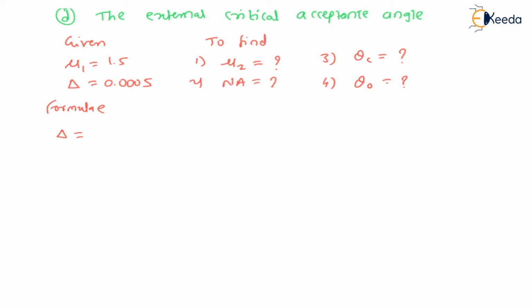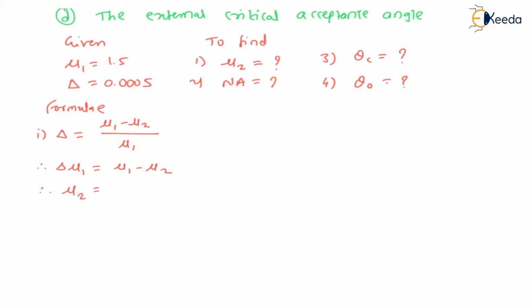So the formula will be delta equals mu1 minus mu2 divided by mu1. This is the formula for delta. From this formula we can easily find out the value of mu2. If I arrange this equation, it will be delta times mu1 equals mu1 minus mu2, and then we know what mu2 will be.